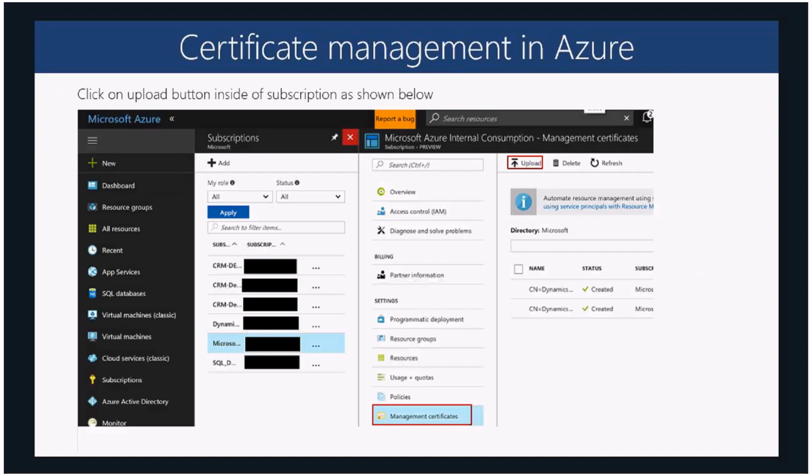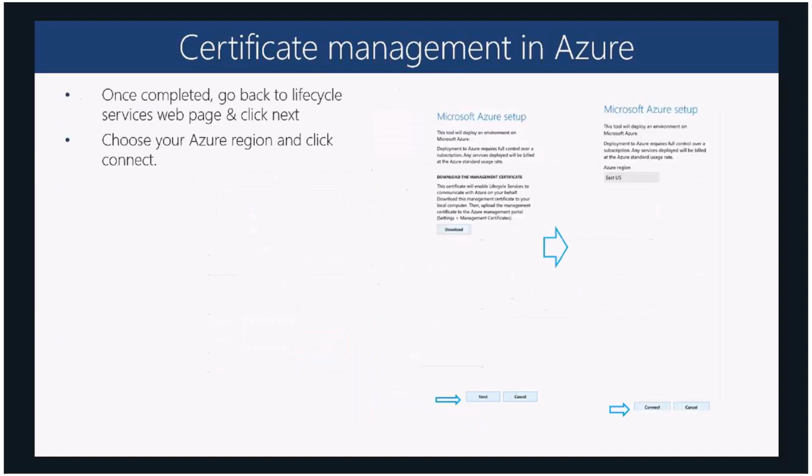All right, once you upload the certificate here, you have to go back to Lifecycle Services, choose the Azure region, which should be the region where your CRM Online tenant is and the storage account that you've created. And once you choose that, you can click on Connect. Now your Azure subscription is connected to your tool that is hosted on Lifecycle Services.